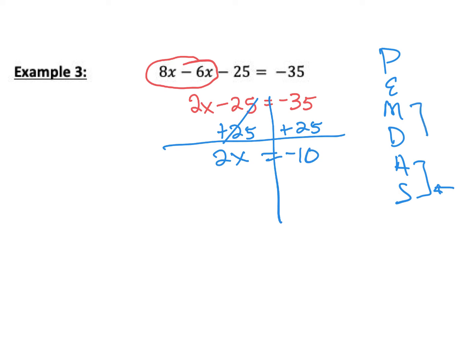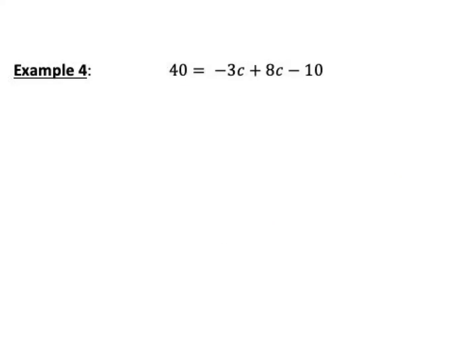Now that we've done those two, we're going to look for addition or multiplication. And we have multiply. So then we are going to divide. So we're going to divide by 2. 2 divided by 2 is 1, leaves x by itself. Negative 10 divided by 2 is negative 5. So our answer is x equals negative 5. So again, I want you to go ahead and do example number 4. See if you can answer this and then come back to me.